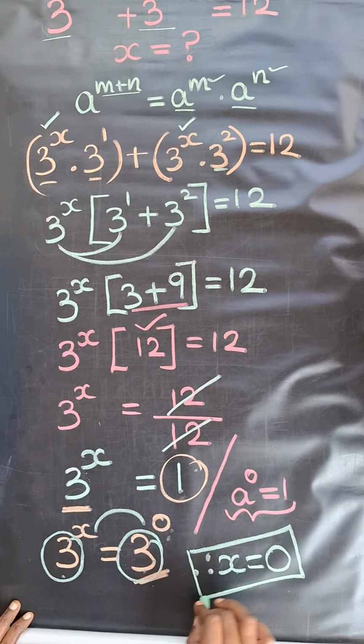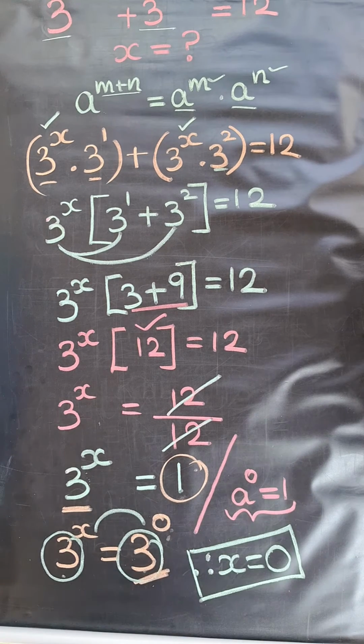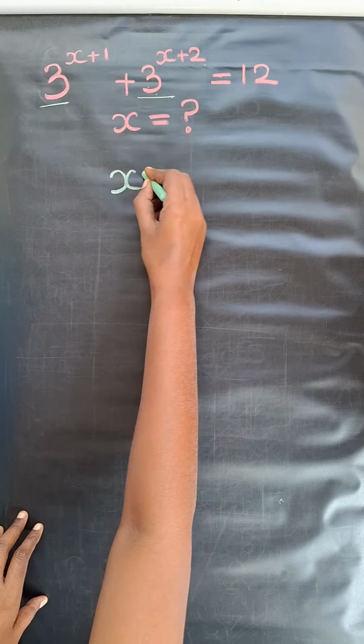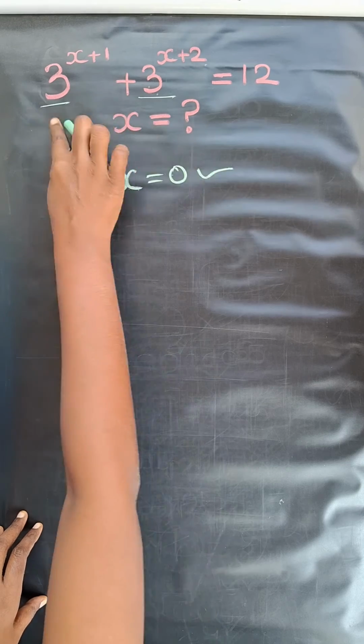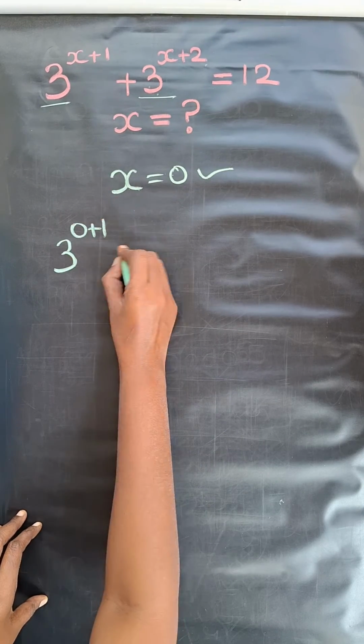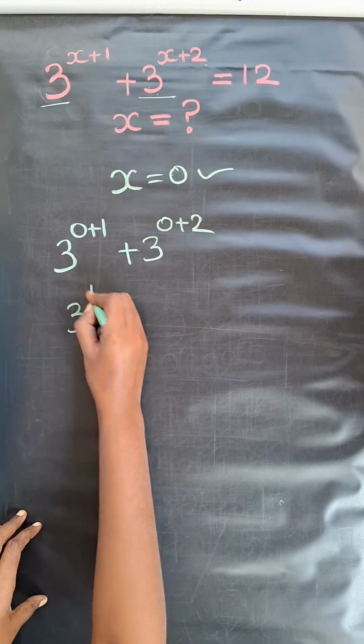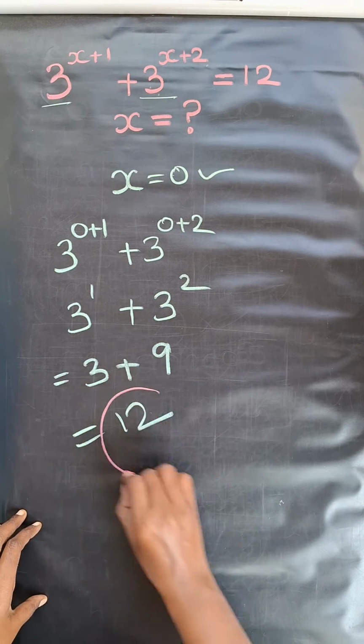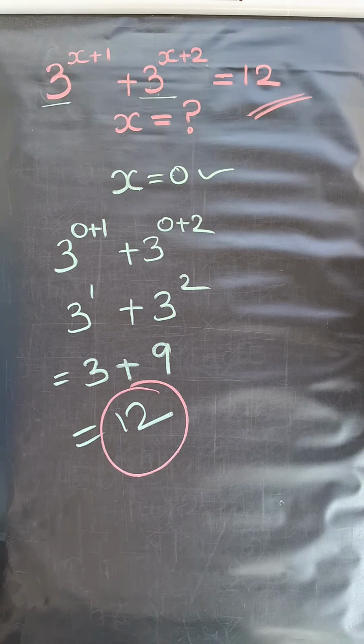Now let's verify that by substituting the value of x in the question. So in place of x, we are going to substitute 0. So 3 raised to the power 0 plus 1 plus 3 raised to the power 0 plus 2. So 3 raised to the power 1 plus 3 squared. 3 raised to the power 1 is 3 and 3 squared is 9. 3 plus 9 is 12, which equals the right hand side.